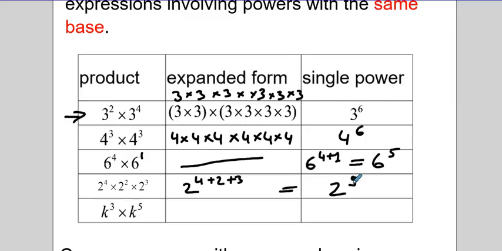The last one doesn't have a number as a base, it has a variable as a base, but the rule is still the same. We're going to take k and then just add up the exponents, which in this case is k to the power of 8. All right, so that is it.